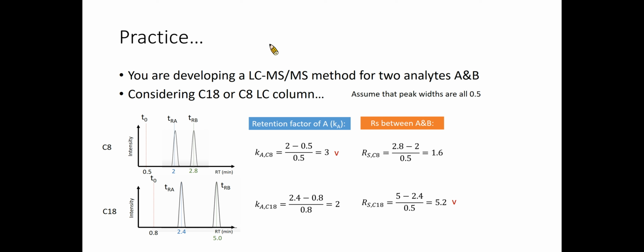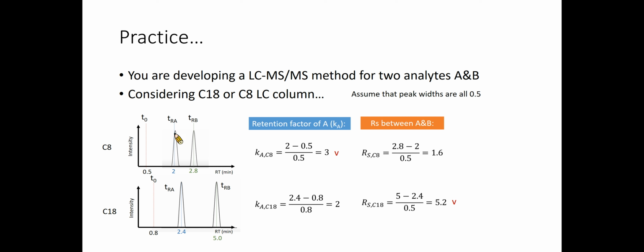Assume that you are developing an LC-MS method for two analytes A and B, and you are considering a C18 or C8 column as your analytical column. Here are the hypothetical chromatograms acquired using the C8 or C18 column. Assume that the peak widths are all 0.5 minutes.